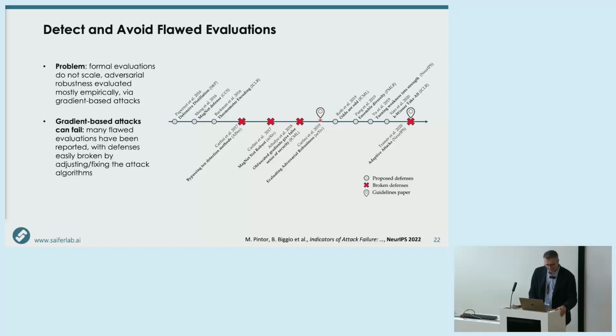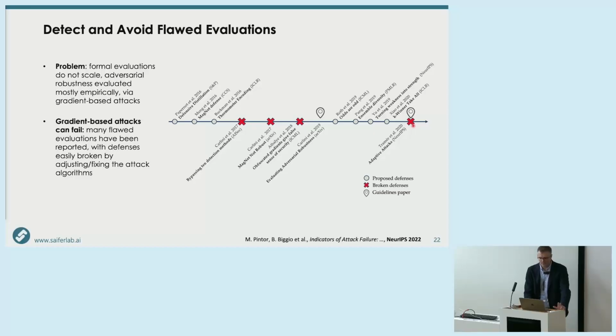And even after some guidelines on how to do the evaluations were published, guess what happened? People just ignored them. They keep doing the same attacks, running for 10 iterations or whatever, and keep publishing defenses that were actually not robust, as shown in the end.